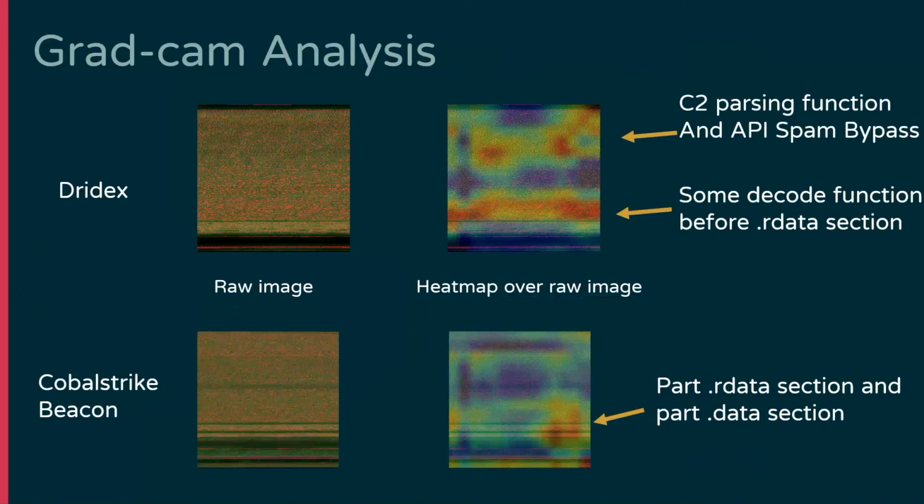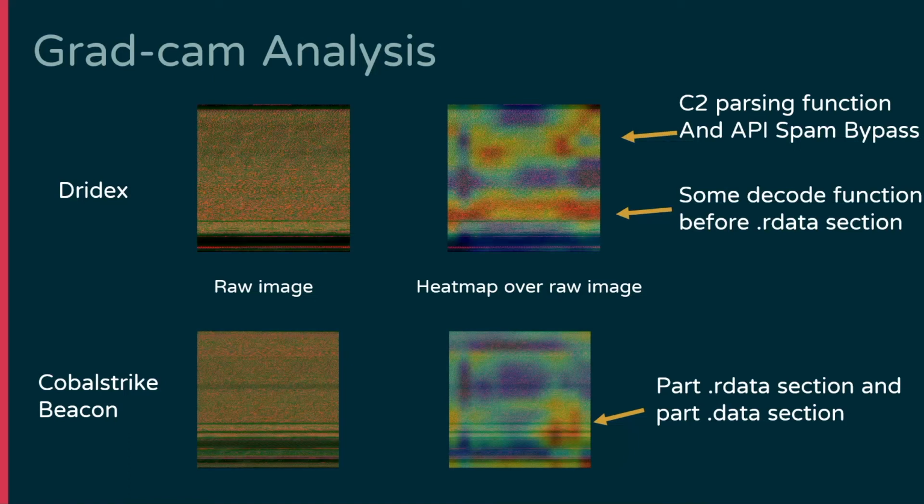Grad-CAM has some similarity with the saliency map. We also use this method to understand how our convolutional network learned from the malware image. A more red area indicates that the area was more important to that class. In JadeX, the top red area is a C2 parsing function and an API spam bypass function. And the second red area is composed of some code functions before our data section.